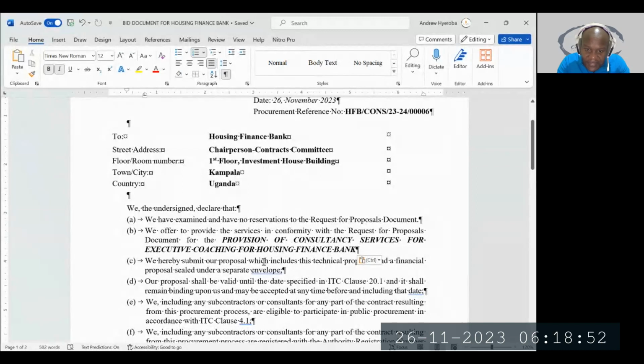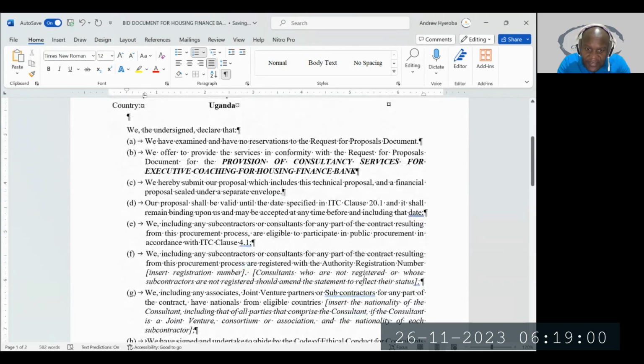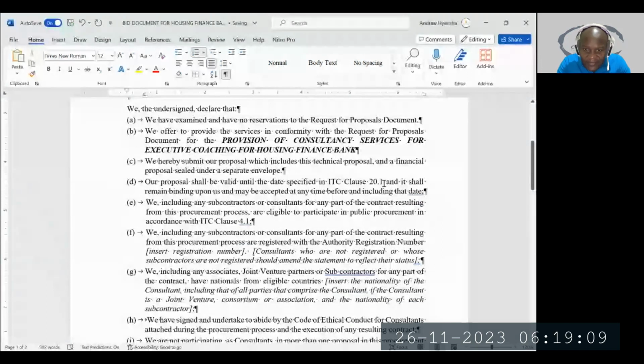Provision of consultancy services. We hereby submit the proposal, which includes the technical and financial proposal secured under a separate envelope. Our proposal shall be valid until the date specified in the ITC clause. ITC is instruction to consultants, and it shall remain binding upon us and may be accepted at any time before and including that date.